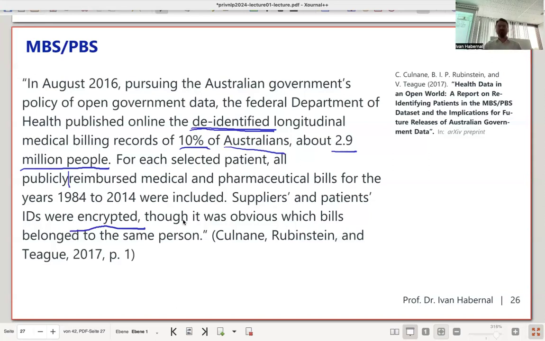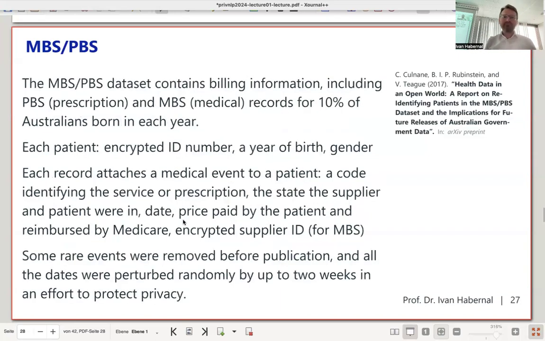So anyway, now imagine we have 3 million people who never agreed for your data, for my data, to be published, and now it turned out to be in this database, which is made public, de-anonymized. So what happened? Again, the data set: MBS, PBS. MBS means medical records, and PBS is prescriptions, 10% of Australians each year. For each patient, we have an ID, the year of birth, and the gender. So we have 3 pieces of information: year of birth, gender, and some identifier which is unique for each person.